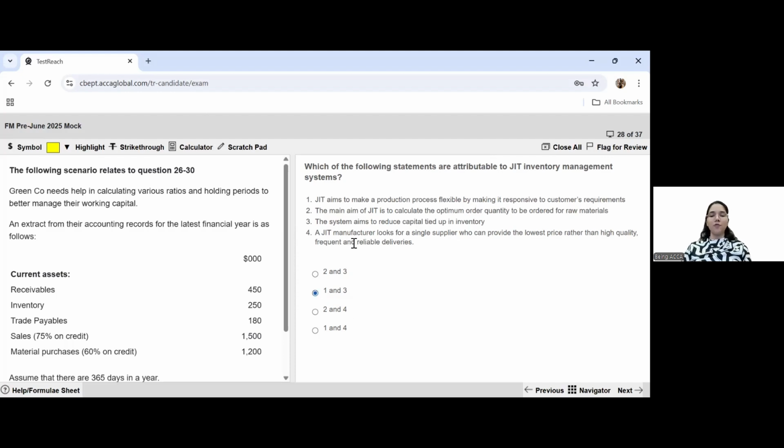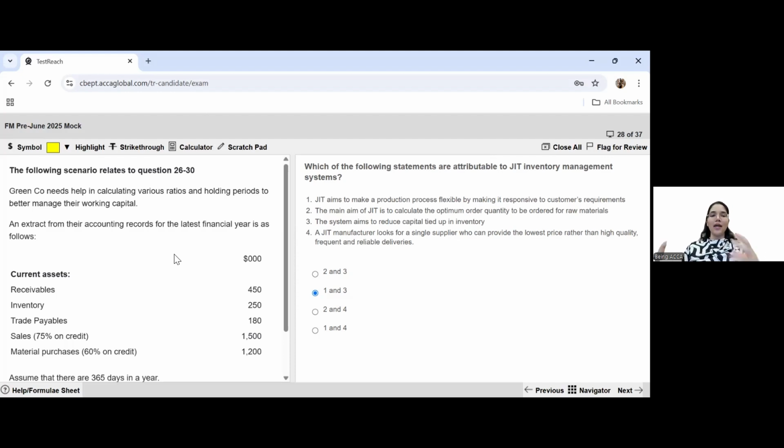Let's also see the fourth statement. Fourth statement says a single JIT manufacturer looks for a single supplier who can provide the lowest price rather than high quality, frequent and reliable deliveries. Now, when you operate the JIT system, this essentially means you are producing just in time. You have not done any earlier production. Whenever the customer gives you the order, you start your production then. So if that is what happens, we need more frequent, we need high quality materials, and we need reliable deliveries.